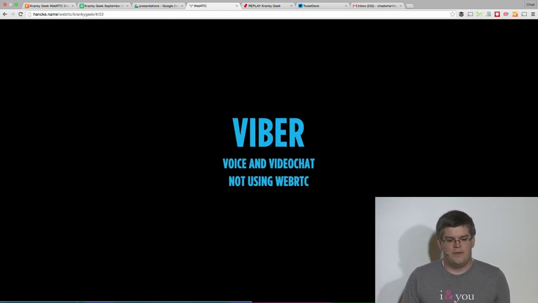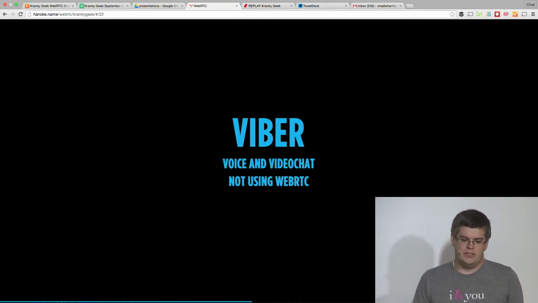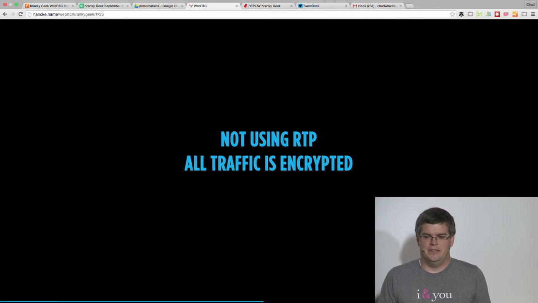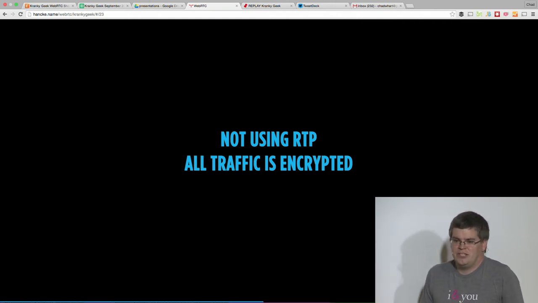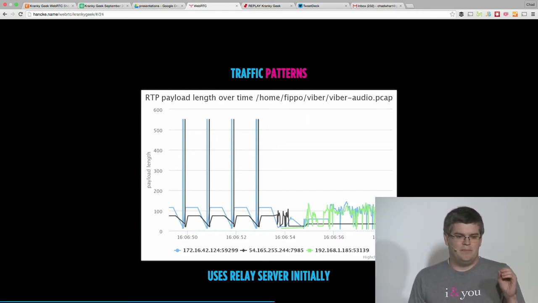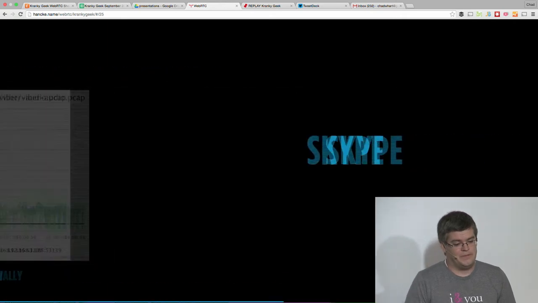So I also looked at Viber, which is doing voice and video chat. It's not using WebRTC. It might be using the older GIPS solution stuff. And it's not using the RTP protocol, so it's completely encrypted. So when Serge asked about it, I asked him, do you really want me to look at that? Because I wasn't sure what I could find in that. And it turns out that you can still see all those traffic patterns, like this graph, which shows that basically they switch from relay servers to peer-to-peer, which we've seen with WhatsApp before.